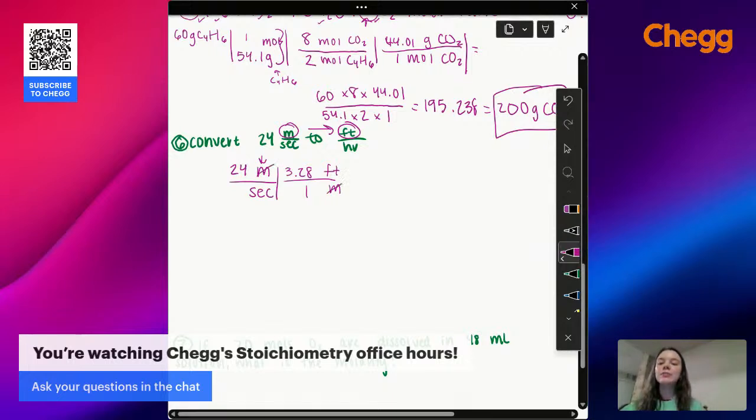So now we have successfully gone from meters to feet. We canceled out our meters. We ignored our seconds. Now let's focus on the seconds and ignore our feet because we have that feet right there. So we need to get from seconds to hours. Does anybody have any ideas on how to do that? I'm going to give y'all about 10 seconds to put that in the chat, so I know that you guys are learning. Let me know how we get from seconds to hours.